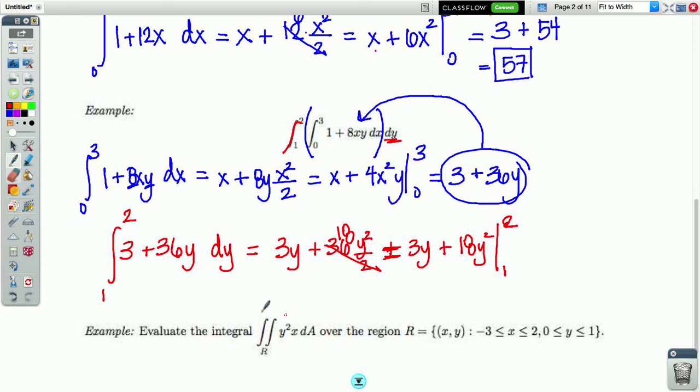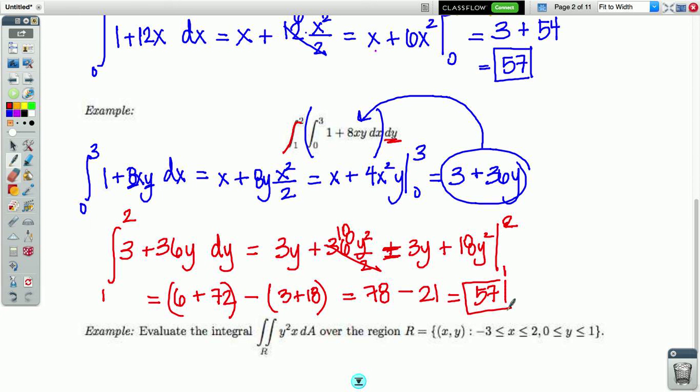So when I plug in 2 into this first quantity, I'm going to get 6 plus, what is 18 times 4? 72? Yeah. So 6 plus 72 minus, and then I'm going to plug in 1, which just gives me 3 plus 18. So in total, 6 and 72 give me 78, and I'm going to subtract 21 from this entire thing, and not surprisingly, we're ending up with the same answer of 57 units of volume, because it would make sense that if we're integrating over a rectangle and we didn't change anything except for the order, we should get the same answer on these two things.